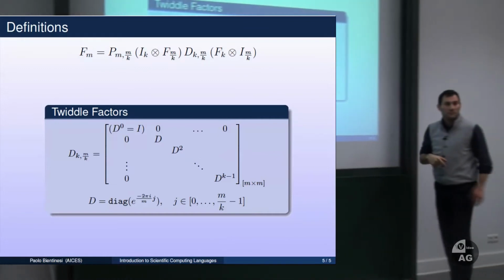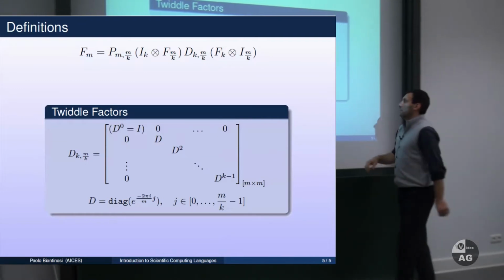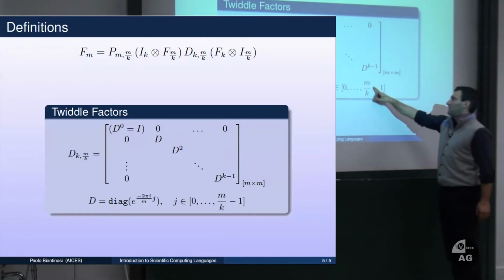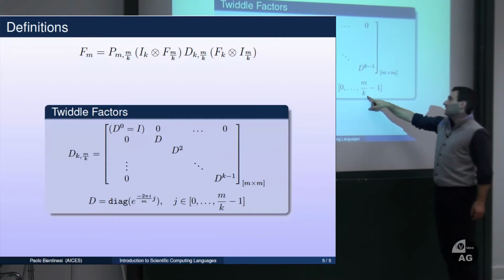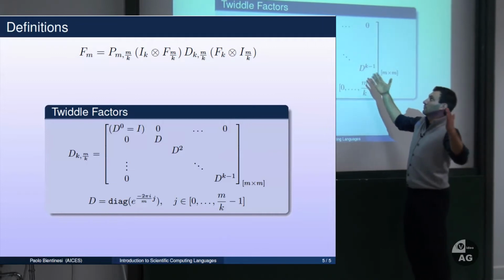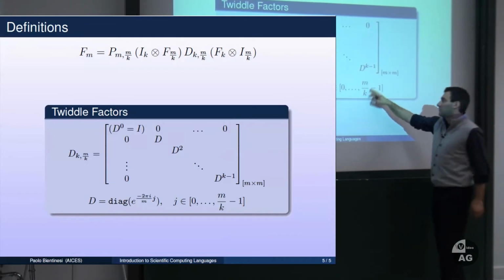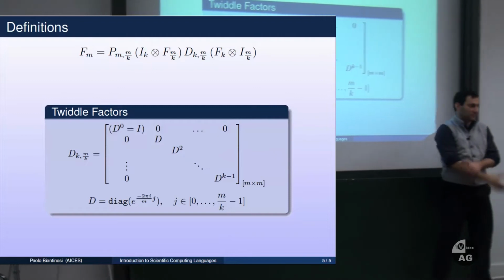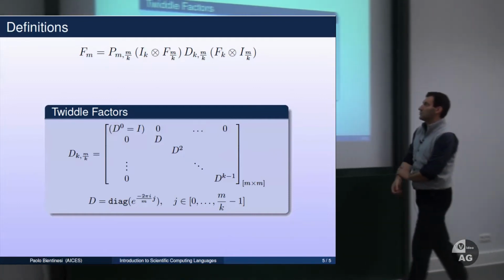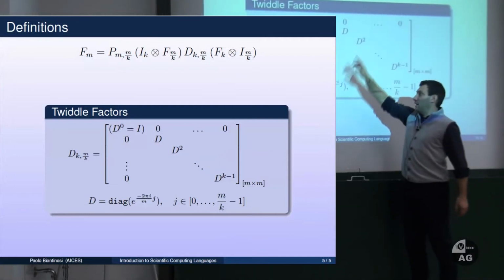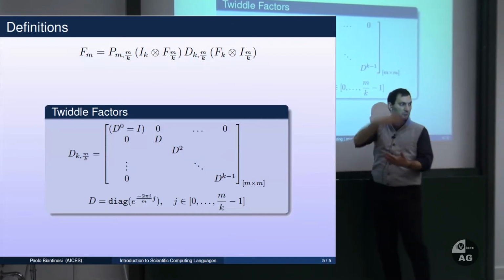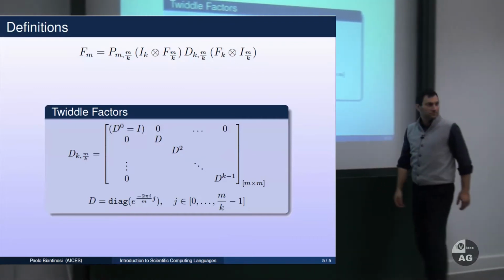But what size is D? D is size m over k. That's actually easy, because if you have k times that, the overall matrix, you know that it's m by m, so it can only be m over k. Yes? Each element is squared? Over here, each element of the diagonal is squared, yes, and the next one, each element is to the third power, and so on.